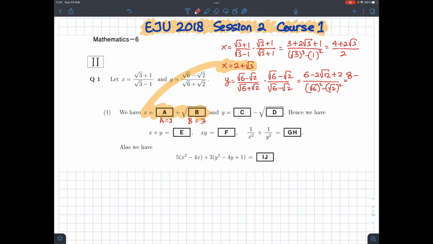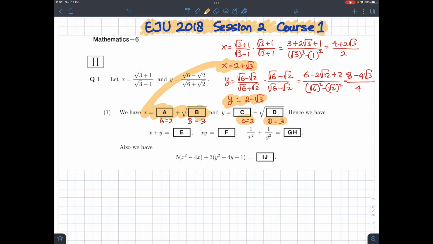So 4 square root of 3, this is 6 minus 2 is 4. And we get the final answer for y. 8 divided by 4 is 2, and 4 divided by 4 is 1. So 2 minus square root of 3. Here we get the value of y, so we get c equals 2 and d equals 3. We also get a, b, c and d.